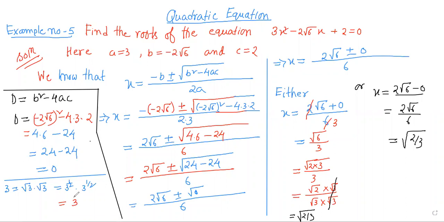So the base is same, so we will add the exponents, that is we will add the power. So 1 by 2 plus 1 by 2, half plus half, that is 1. That means 3 to the power 1, ultimately 3. So that's why we can write 3 as root over 3 into root over 3. I hope it is clear and you don't have any doubt in this topic. Now I shall teach you how to solve it using method of completing square.